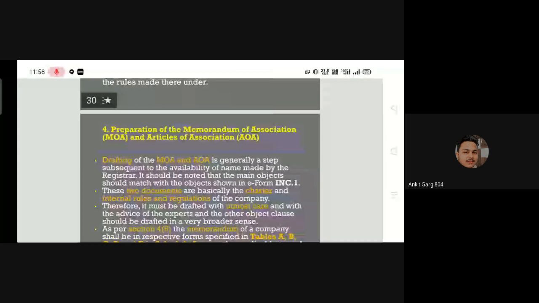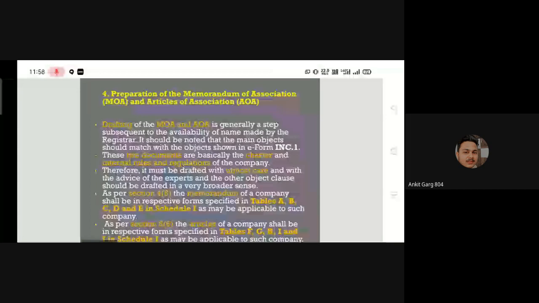Now the next step is preparation of the memorandum of association and the articles of association. As we have already discussed what the memorandum of association and articles of association are, drafting of the memorandum and articles of association is generally a step subsequent to the availability of the name, as approved by the Registrar. It should be noted that the main objectives should match the objects shown in e-Form INC 1.